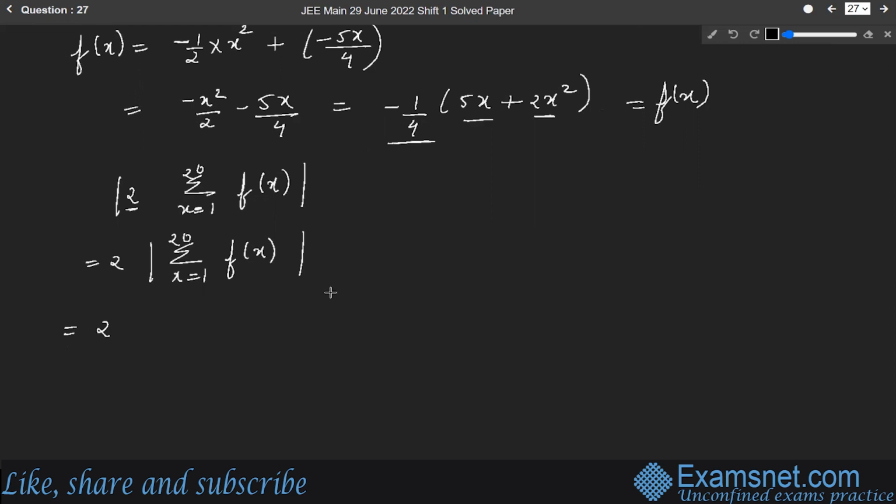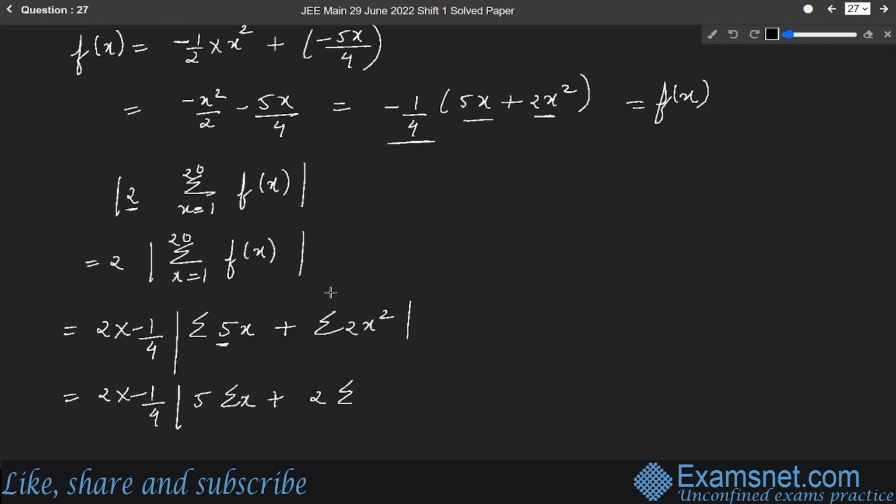This minus 1 by 4 is again a constant, so it will be outside. Then in the modulus, we have to write the function. What is the function? F of x, but we have to find the summation. So summation of 5x plus summation of 2x square. Again, 5 is a constant, so it will be 2 into minus 1 by 4, 5 will be constant with summation of x, plus 2 will be constant with summation of x square. You can see that this is a standard series.